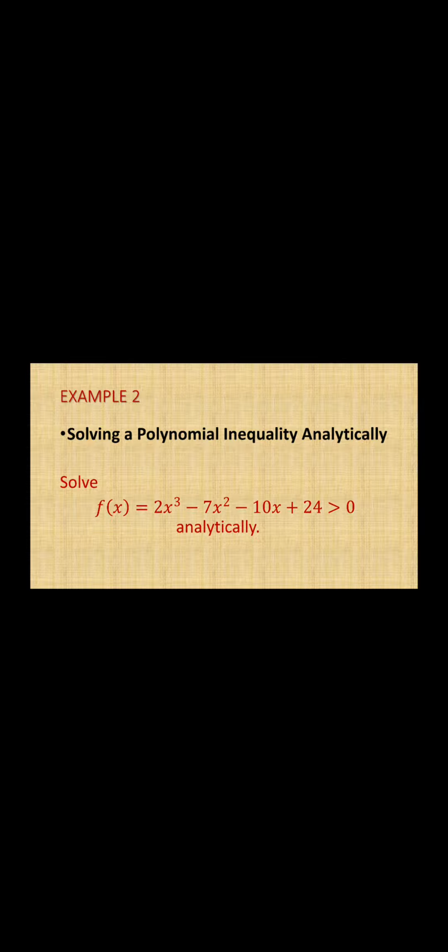Solve f of x equals 2x cubed minus 7x squared minus 10x plus 24 greater than 0 analytically. Solution. Let f of x equal 2x cubed minus 7x squared minus 10x plus 24.